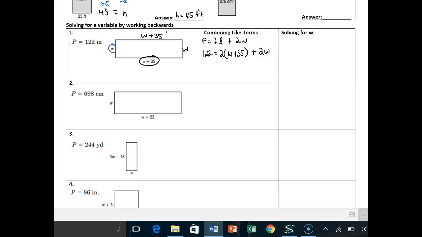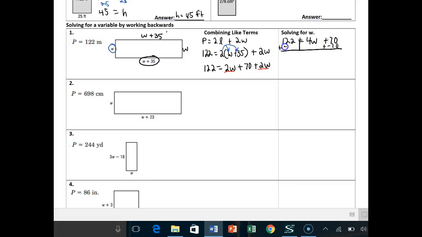So when I do the distributive property here, I'm going to get 122 is equal to 2W plus 70 plus 2W. Notice I can combine like terms because they're on the same side of the equal sign, and I will now have a two-step equation once I combine those. So I have 122 is equal to 2W and 2W is 4W, plus 70. And look at this, a beautiful two-step equation for you to solve.